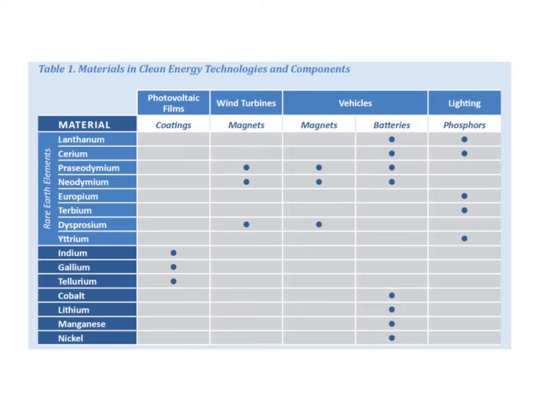So here's the answer to my own question. I said I didn't know exactly what some of these materials were used for, and this gives you a pretty clear idea of that. On the left-hand side, you have all the different materials, and then on the right-hand side, all their applications in renewable energy production, in vehicles, as well as lighting.